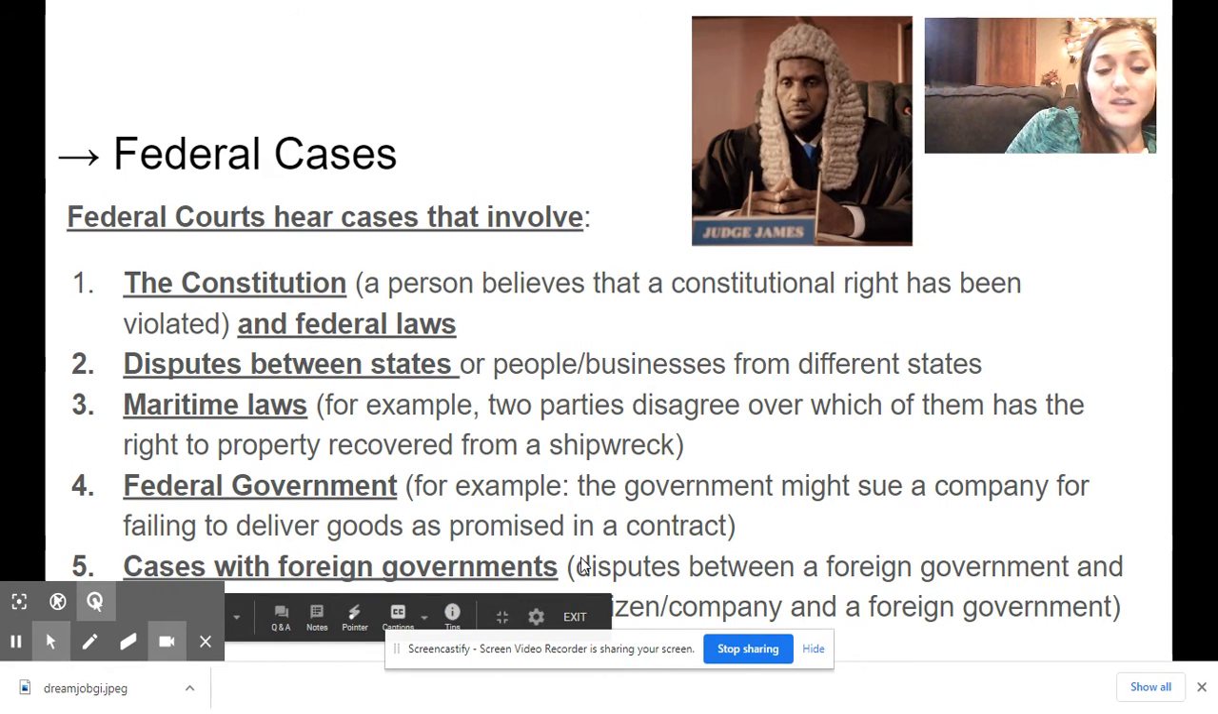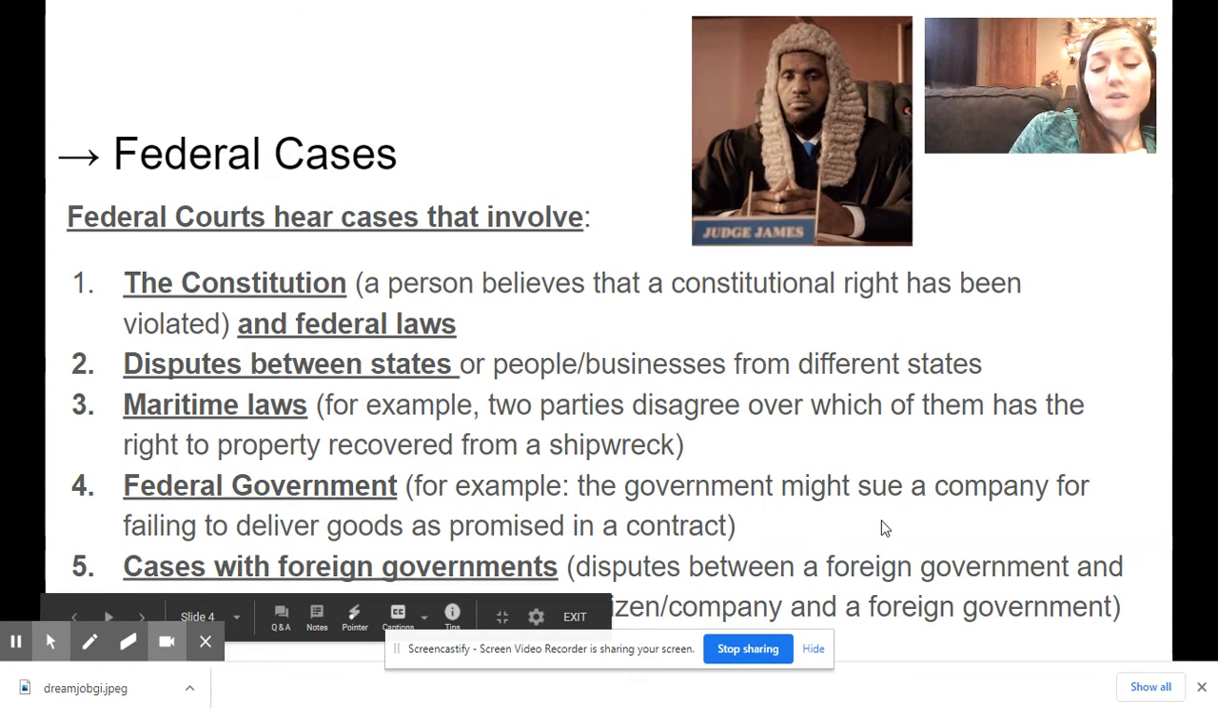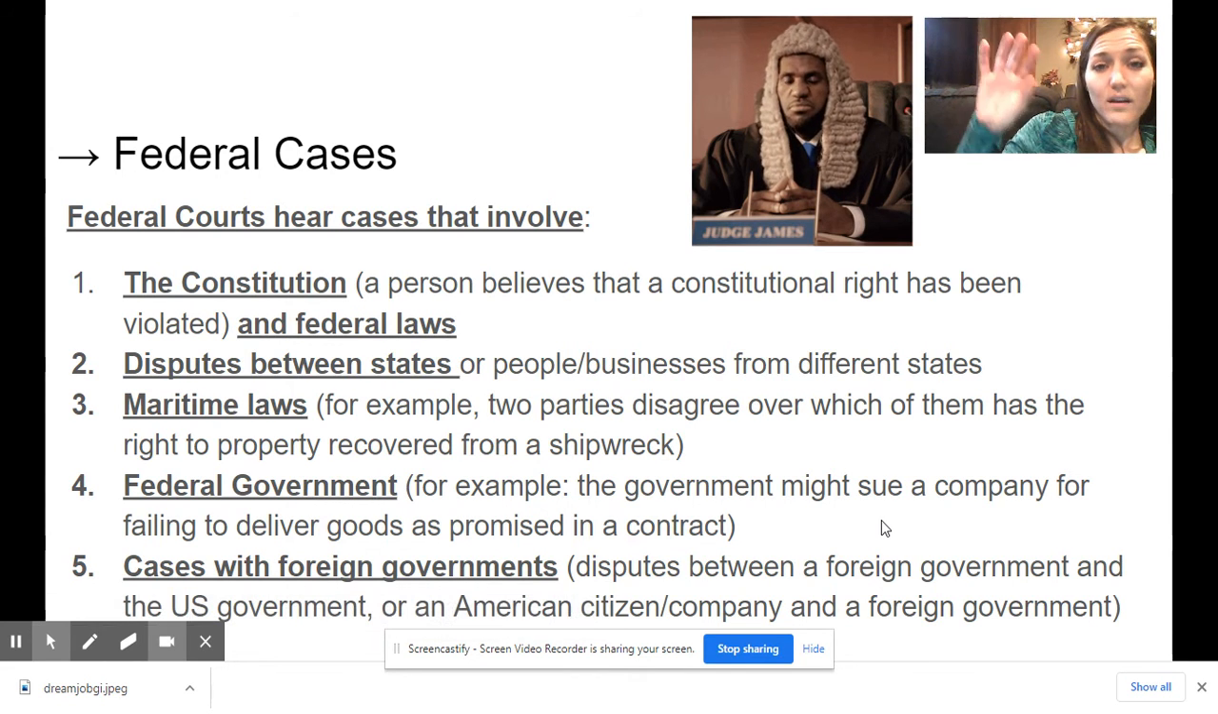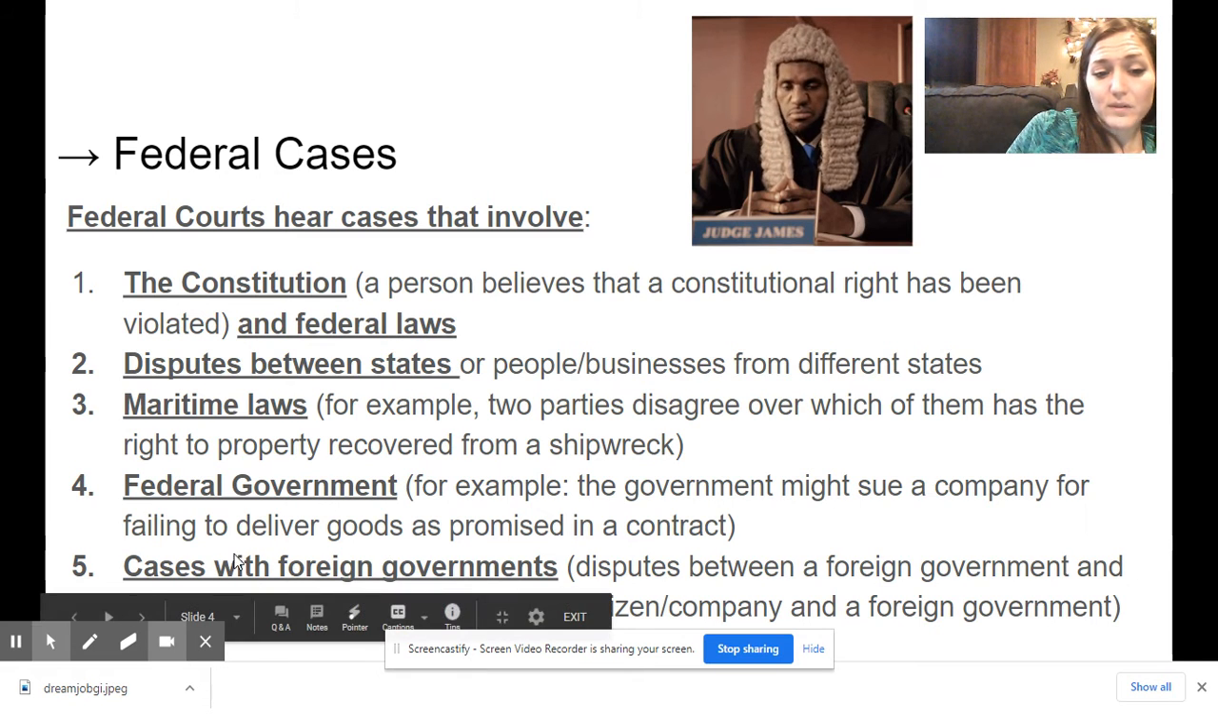Last one, cases with foreign governments. So this could be disputes between a foreign government, like any government that's not the United States, and the United States government, or it could be cases where an American citizen or company is in a dispute with a foreign government. Those would be examples of cases with foreign governments that would fall under federal jurisdiction.